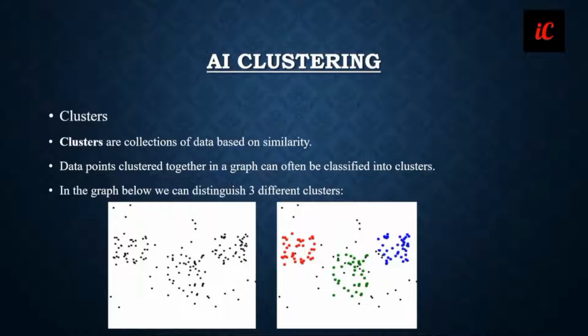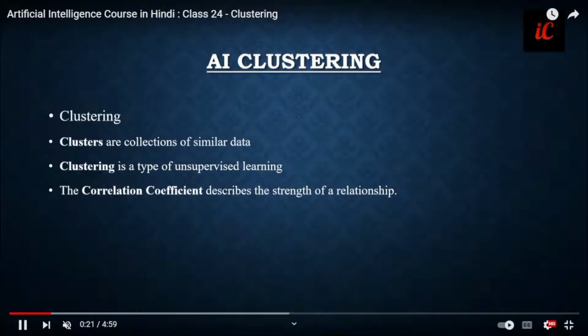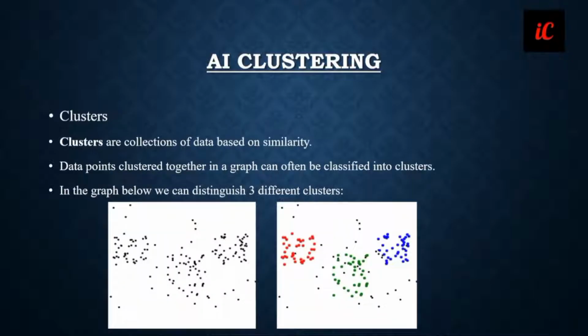The correlation coefficient describes the strength of the relationship. Usually in clustering we have to find the coefficient of that. The next thing we have is in the graph below, we can distinguish three different colored clusters. Here is the first one and here is the second one. In further classes we will discuss what this actually is, but usually the clusters are these three types. These are the two graphs available in which three types are already mentioned.